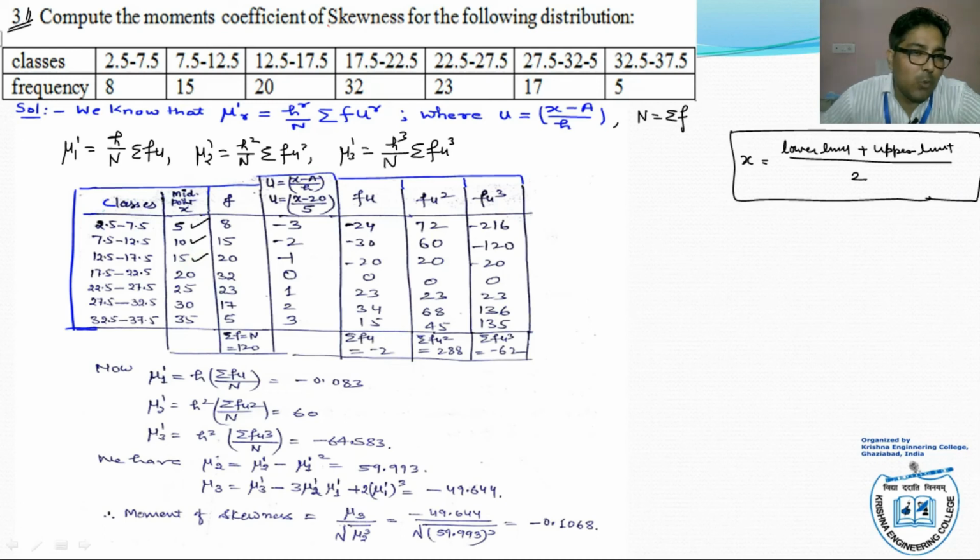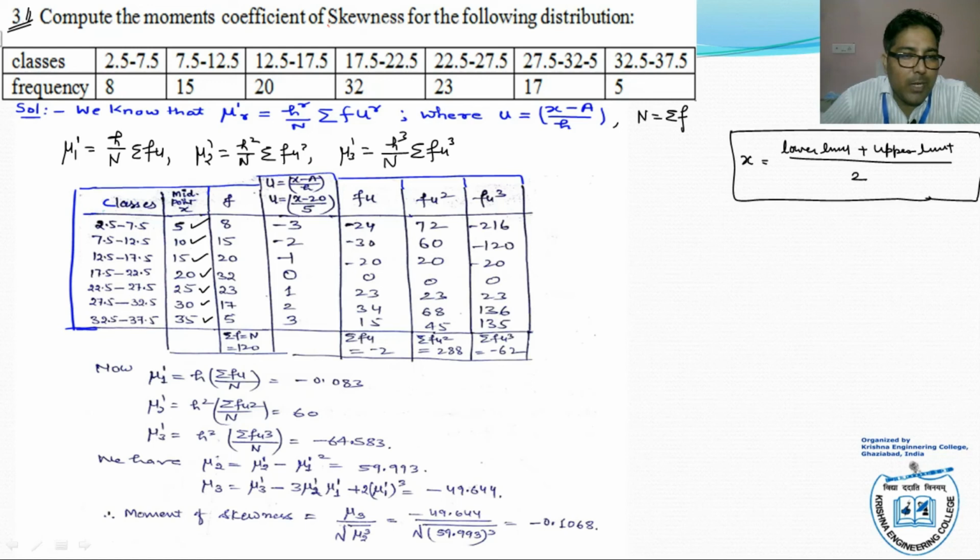17.5 plus 22.5 divided by 2 is 20. Take the average of 22.5 and 27.5, we get 25. Take the average of 27.5 and 32.5, we get 30. Take the average of 32.5 and 37.5, we get 35. The value of x is clear, and the values of f are given: 8, 12, 20, 32, 23, 17, 5.